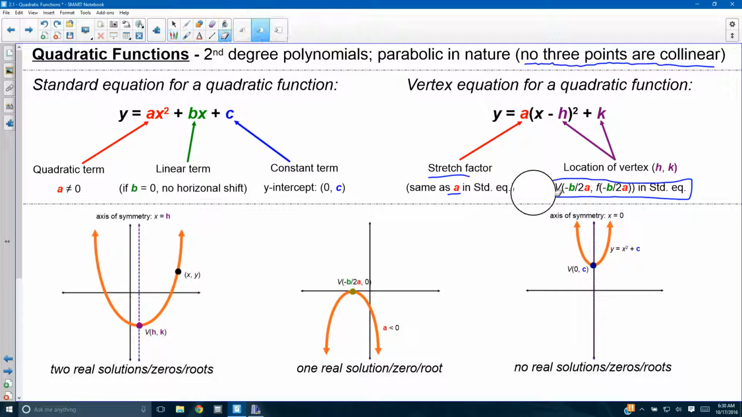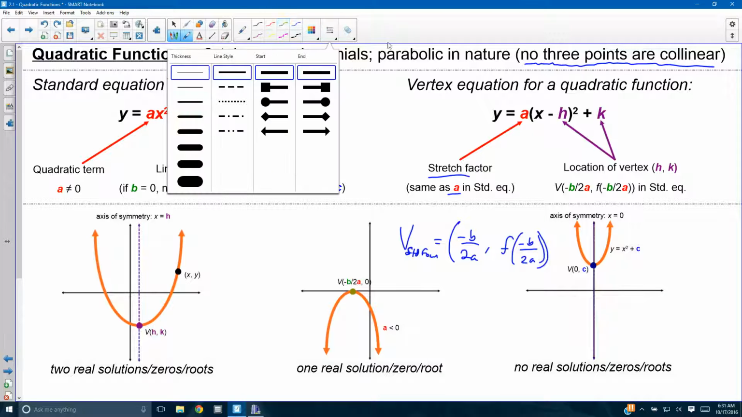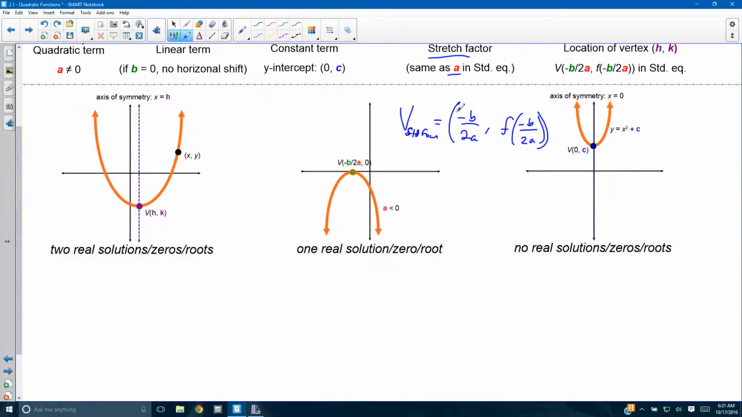Now getting onto the vertex for standard form, let me write it a different way here. Your vertex in standard form is negative b over 2a, which represents the x value. And then you substitute your x value into your equation to get the y value. That's what f of negative b over 2a represents. Now, not to get into too deep of a talk here, negative b over 2a resembles something. And I'm not going to do a full algebra proof, but I'll do something through recognition of algebra.